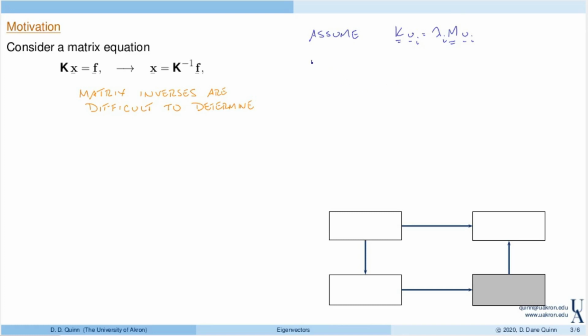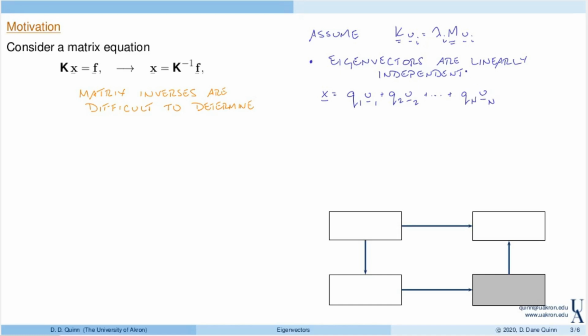Now, one of the properties of eigenvectors is that they are linearly independent. So what does that mean? Well, it means that no one eigenvector can be written as a combination of any other. And that's nice, because one of the things that allows us to do is write any vector in terms of the eigenvectors. So in particular, I'm going to write x as a sum of all the eigenvectors with some coefficients q: q1 u1, q2 u2, and all the way up to qn un.